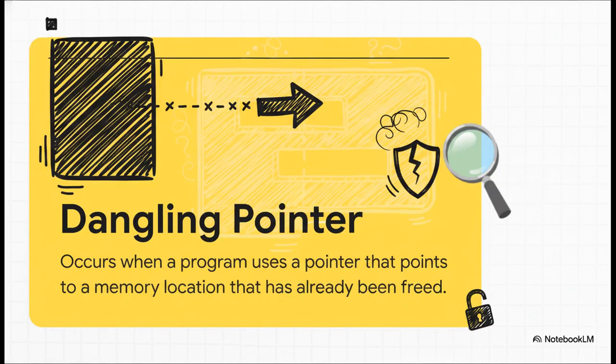Now, the flip side of that problem is the dangling pointer. This is where you do free the memory, but you keep trying to use the pointer that used to point to it. The problem is, that memory could now be used by something totally different, leading to unpredictable crashes, data corruption, or even major security holes.